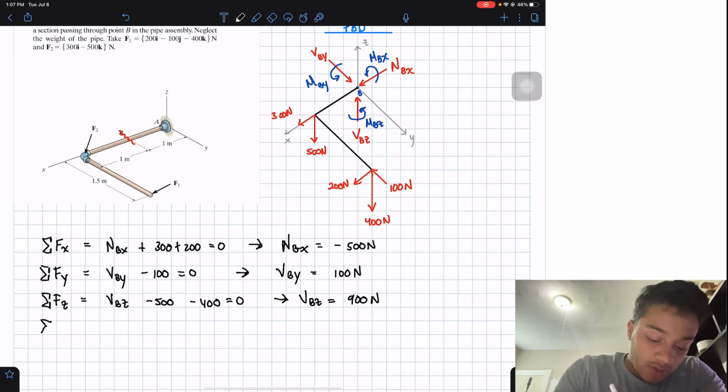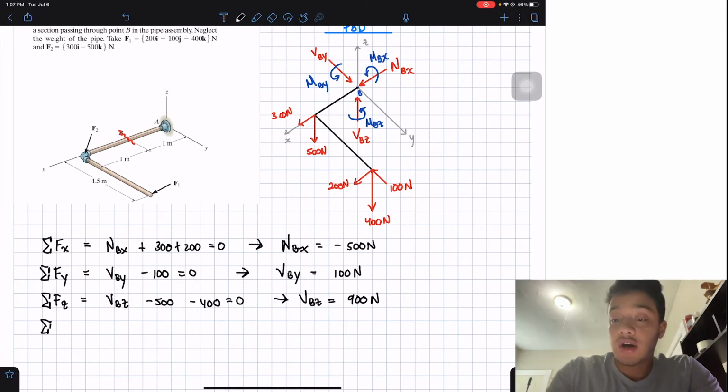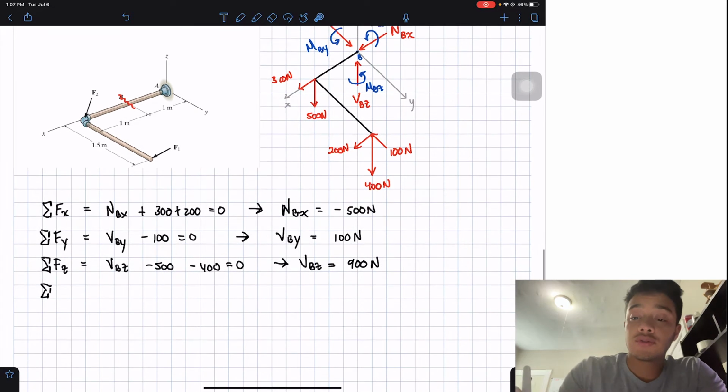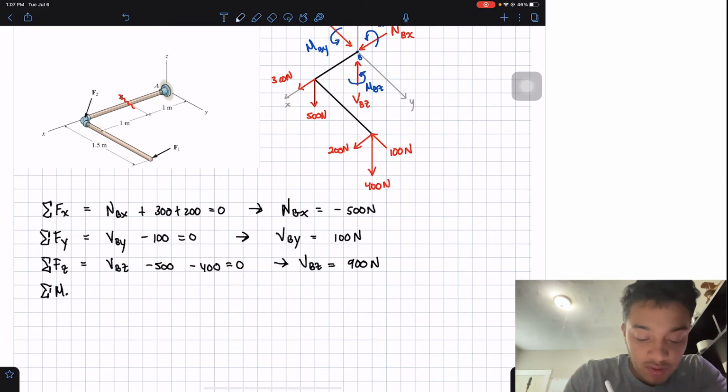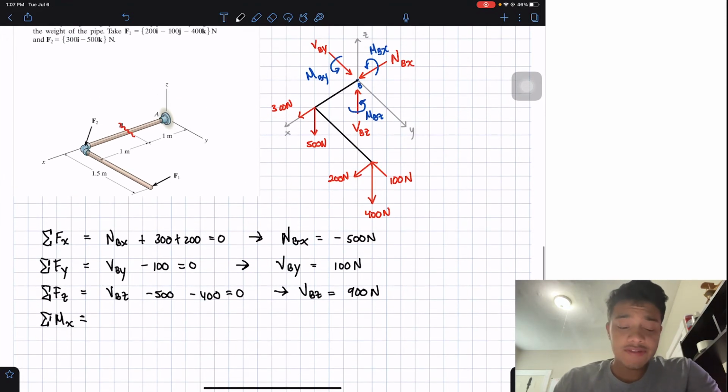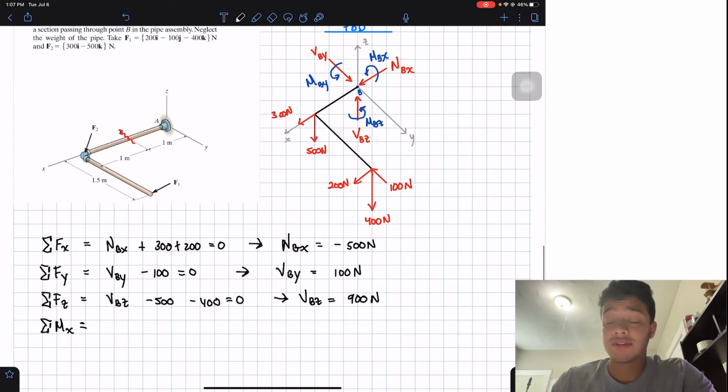The only unknowns that we have right now are moments, so my moments in the x, y, and z directions. Therefore, we're going to start applying the summation of moments around my axes. Okay? So let's start with the summation of moments around my x direction.